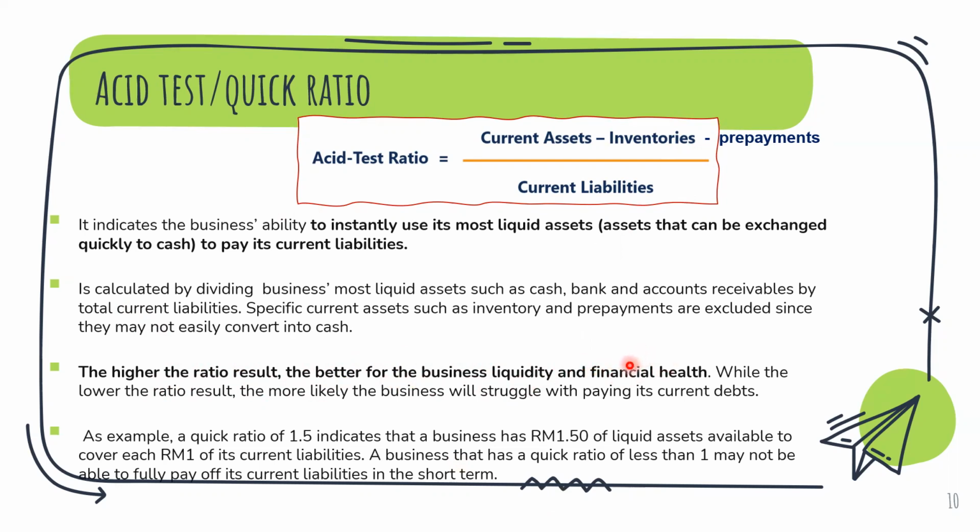to the current ratio. As an example, a quick ratio of 1.5 indicates that a business has 1 ringgit and 50 cents of liquid assets to cover its 1 ringgit of liability. A business that has a quick ratio less than 1 may not be able to fully pay off its current liabilities in the short term. So basically, the acid test is more or less the same as the current ratio, except that under the acid test ratio, it only takes the most liquid assets.